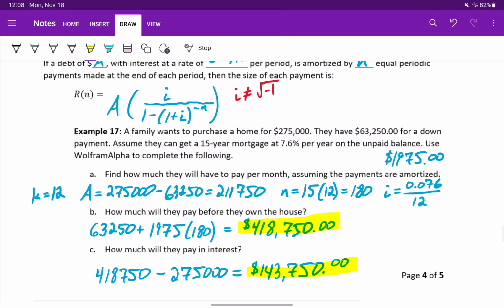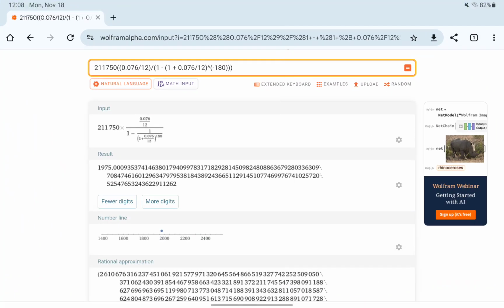So that formula can be a little bit tricky. Just be careful with parentheses as you enter it in, and you can always check that input that Wolfram Alpha gives you to make sure that matches what you were expecting to have entered in.